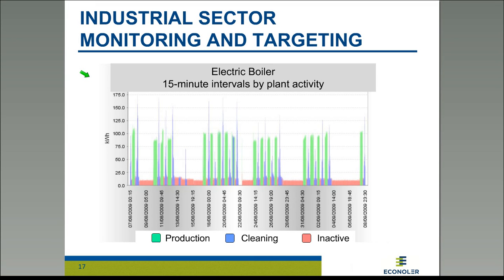So this is an example here where we have a plant that is monitored, and we separate clearly the hours of production in green, the hours for cleaning in blue, and the hours for standby operation, which is red here. And that kind of monitoring and targeting allows us to detect interesting points, like during the cleaning cycle, that's really where you find the peak demand. So the plant operator and management were thinking that the boiler itself was the big energy consumer for the plant, but they found that the domestic water heater or the cleaning water heater was really what was causing the peak demand that was charged at a very high rate in this particular country.